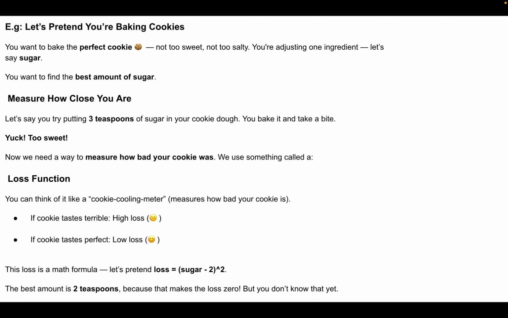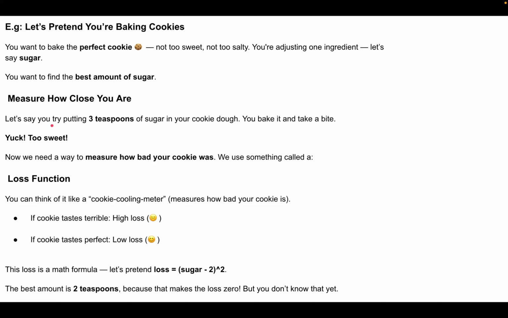Okay, so we continue. I'm going to use a very different scenario and then we get into the math, right? So let's say for example you want to bake a perfect cookie, not too sweet, not too salty. You're adjusting one ingredient. Let's say you want to adjust sugar. You want to find the best amount of sugar to put in, and measure how close you are.